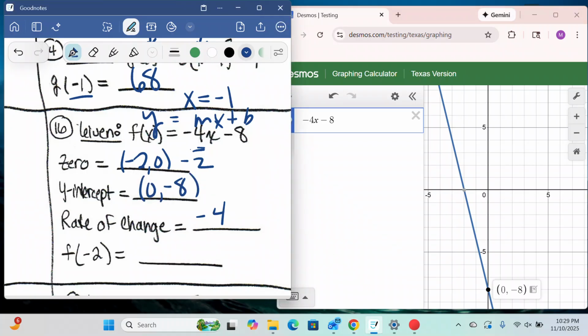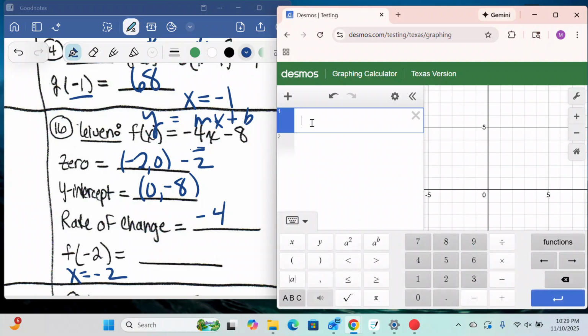And then the last one, there's really not much that you can do from the graph other than just figure out what f of -2 is. And technically you can just use the graph to get the answer, but once again, we're not going to use the graph. So all we're going to do is say x equals -2. On Desmos we're going to click it in, and put -4 times the x value. The x value is -2. So I'm going to do -2 minus 8, and that's going to give me a 0.